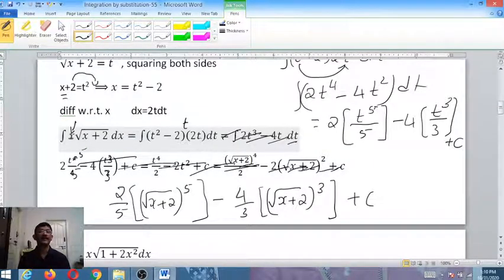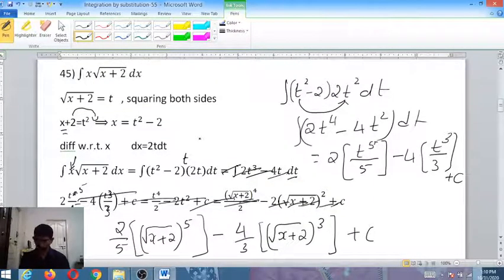So the integral of x value is t square minus 2, and this root of x plus 2 is t, dx is 2t dt. Then t into 2t is 2t square. So t square into 2t square: 2 into t power 4, minus 2 into 2 is 4 into t square. 2 is constant as it is, t power 4 integrates to t power 5 by 5, minus 4 is a constant, t square is t cube by 3.